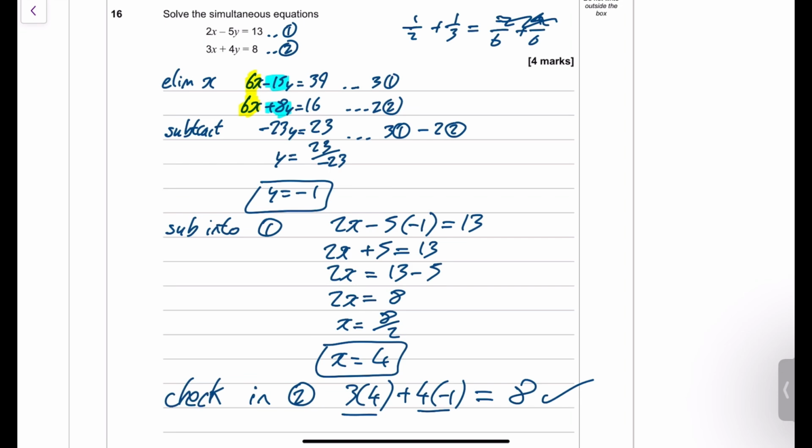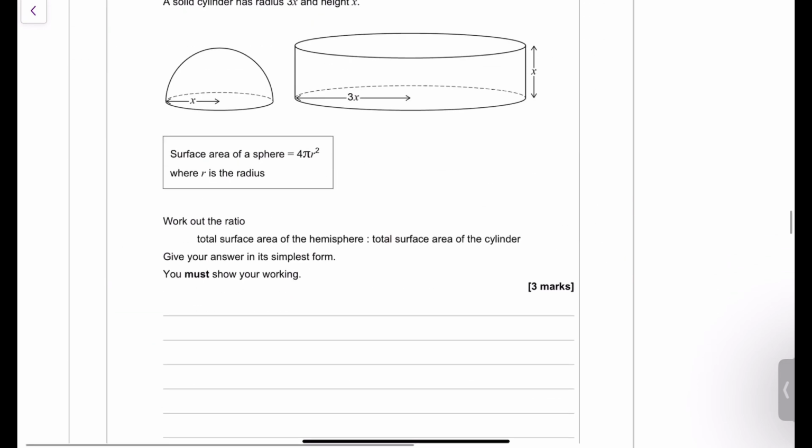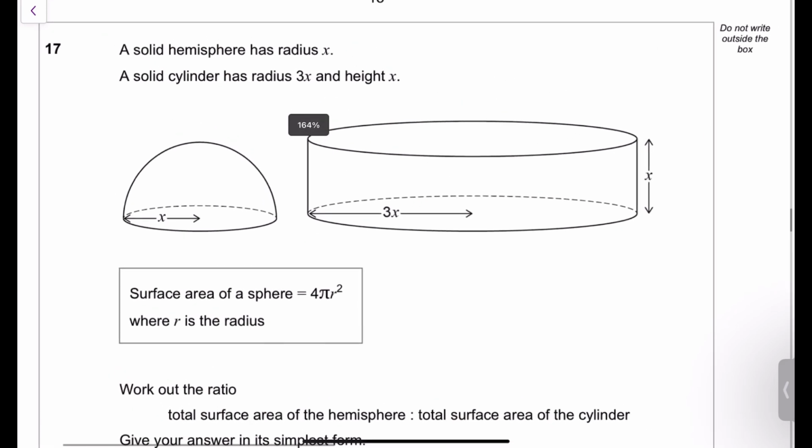But make sure, notice, I subbed into 1 earlier. That means I check in 2. If I'd subbed into 2, then I would check in 1. But if you always sub into 1, just make it simple for yourself. Always sub into 1 and then check in 2. Simples. Right. What do we got?